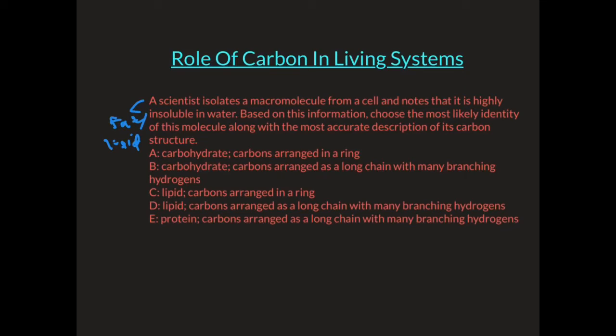Now let's keep reading. Based on this information, choose the most likely identity of this molecule along with the most accurate description of its carbon structure. So we've already identified from this first piece of information that it's going to be some sort of fat or lipid. So we can get rid of this, we can get rid of this, we can get rid of that. Notice, small pieces of information can easily help you eliminate stuff. So make sure you really try to go by process of elimination and eliminate until you find the best answer. So now we have two choices that say lipid.